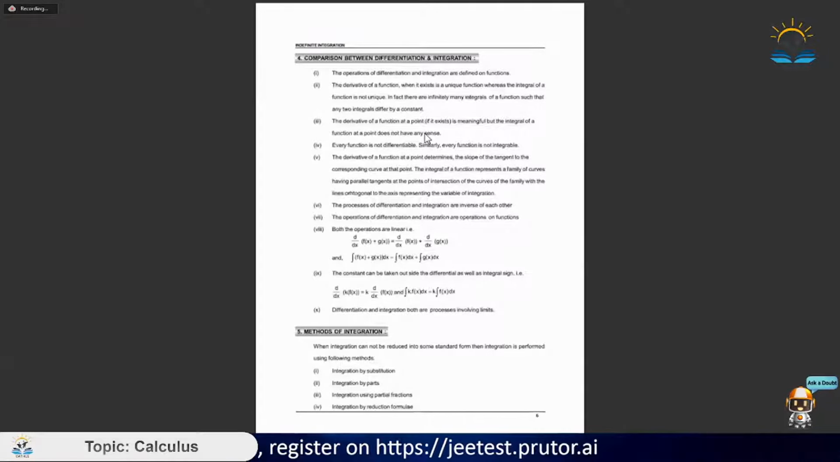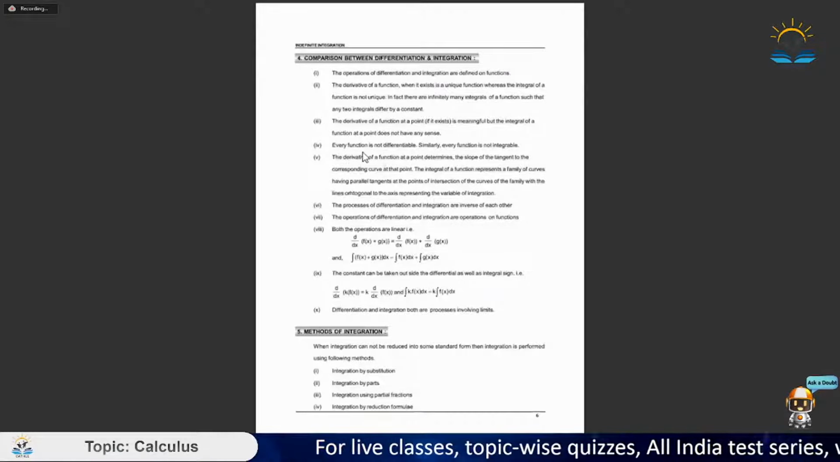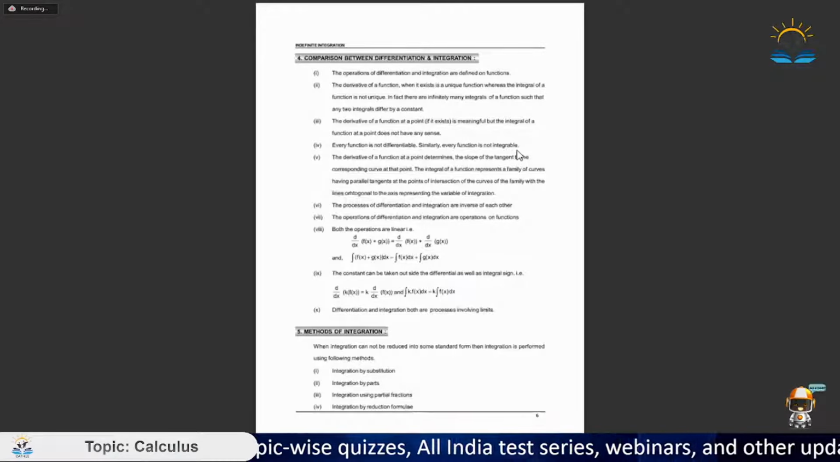If we are trying to make sense of integration at a unique point on a graph, it will not make any sense because integration is defined over an interval. So basically, at a point, there is no sense of saying integration. Yeah, these are some basic theories of integration we all know. Every function is not differentiable. Similarly, every function is not integrable.